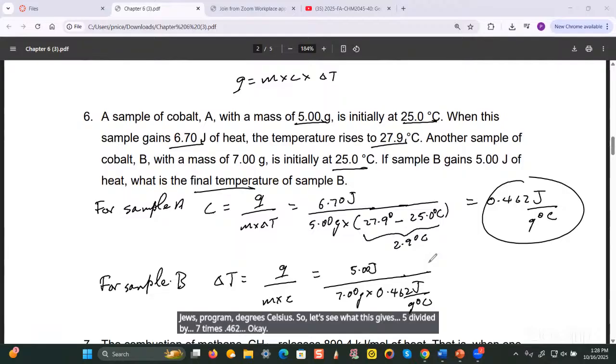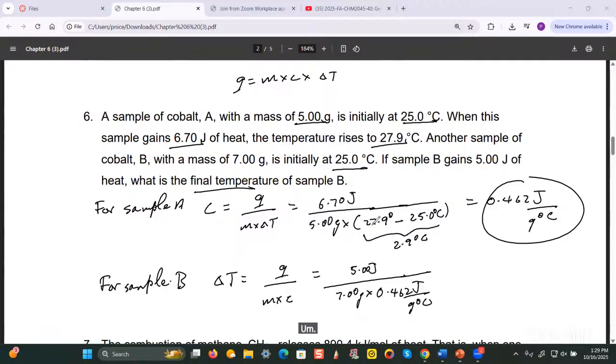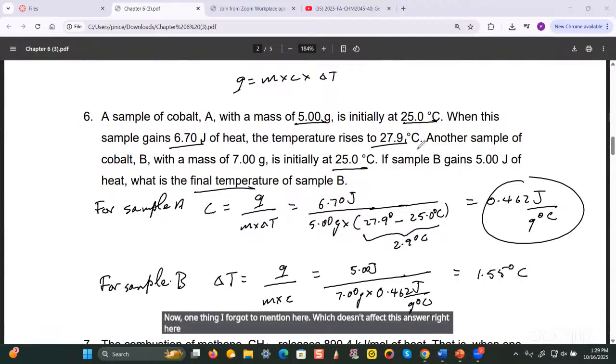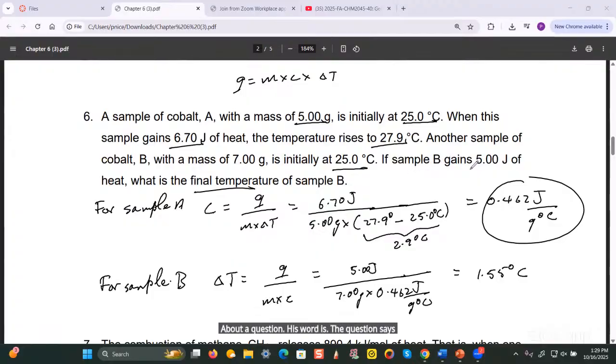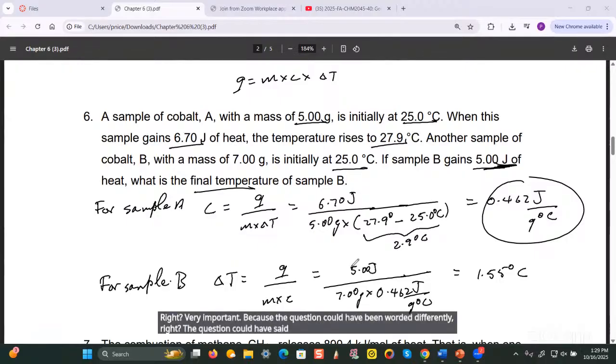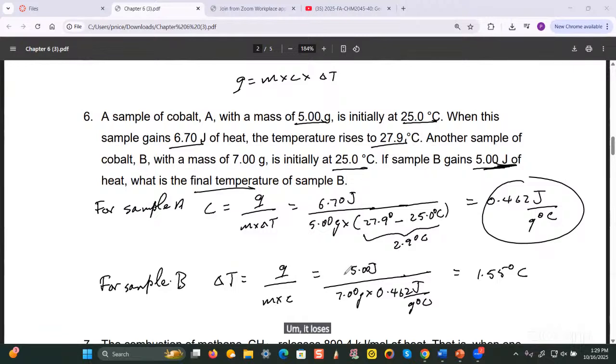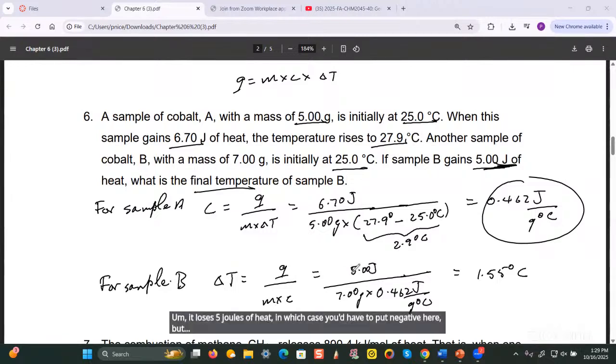Okay, according to my calculation, this is equal to 1.55. Now, one thing I forgot to mention here, which doesn't affect this answer, is about how the question is worded. The question says that the sample gains 500 joules of heat, so that means this is positive. Very important, because the question could have been worded differently. It could have said it loses 5 joules of heat, in which case you'd have to put negative here, but it's positive, so that's fine.